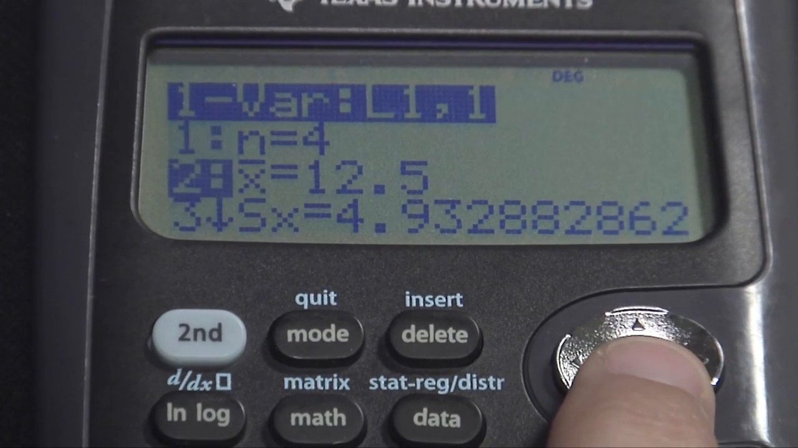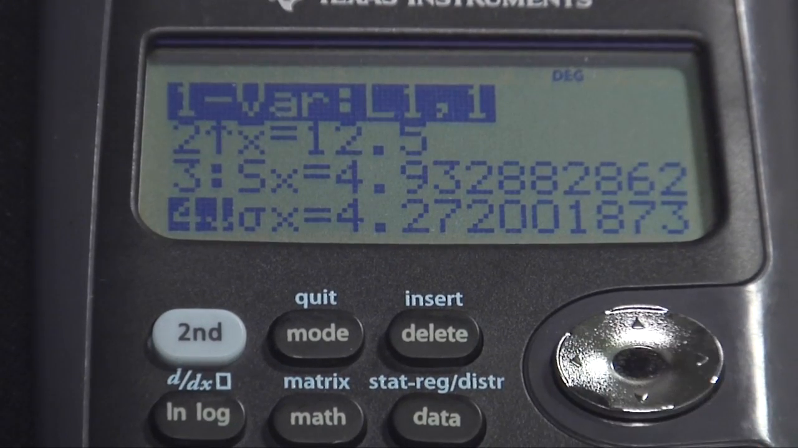Sorry, after this 3, when I see the down arrow, I see sigma sub x, the Greek lowercase letter for S with a subscript of x, which stands for the population standard deviation. So here, my population standard deviation, always smaller than a sample standard deviation, is 4.272, etc. I can record that and go through the same process to get the population variance.